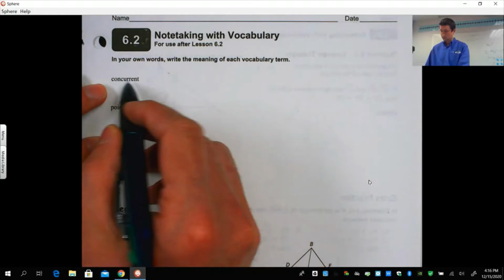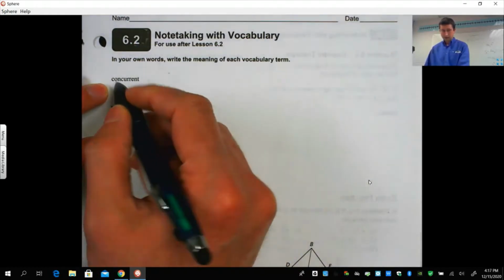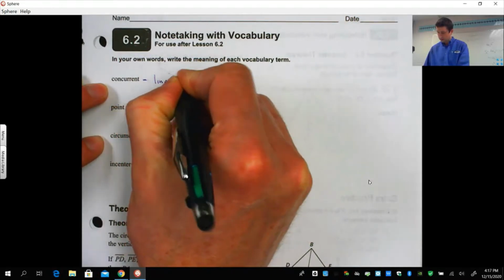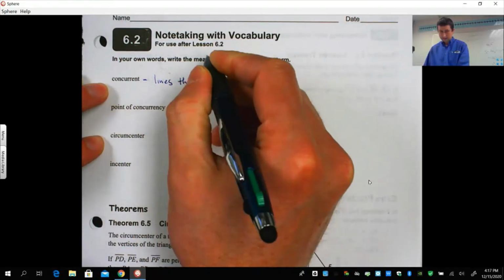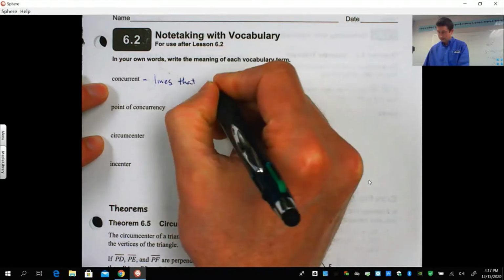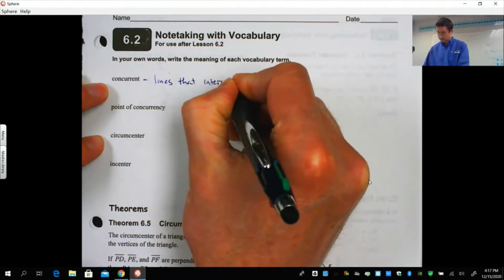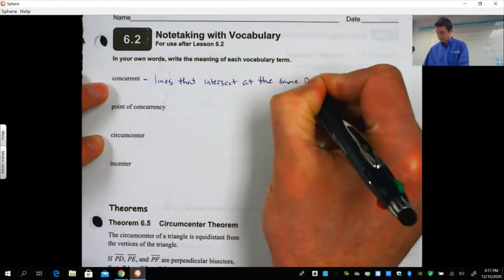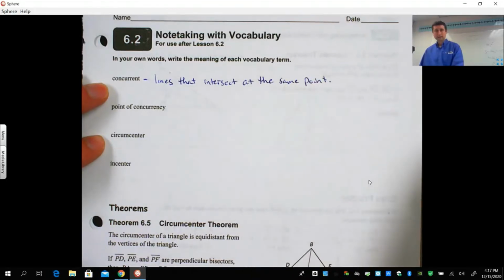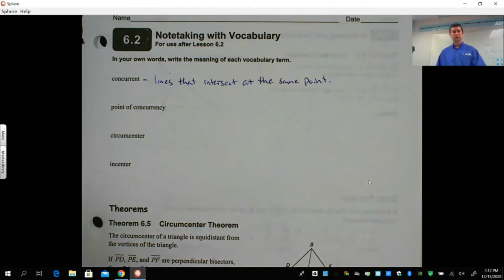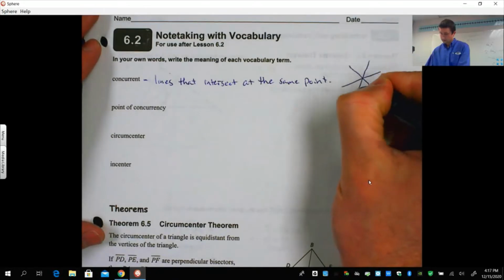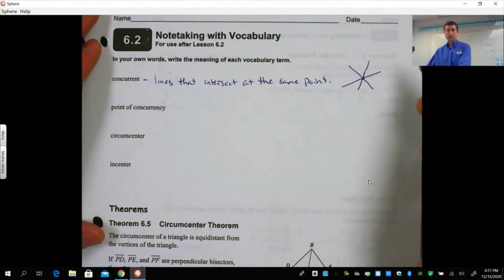Okay, this word's going to show up through the next few lessons. Concurrent, this refers to lines that intersect at the same point. Lines that intersect at the same point, they can be referred to as concurrent lines. Okay? Lines that intersect at the same point. So we could have these three lines and they all meet right there at that point.